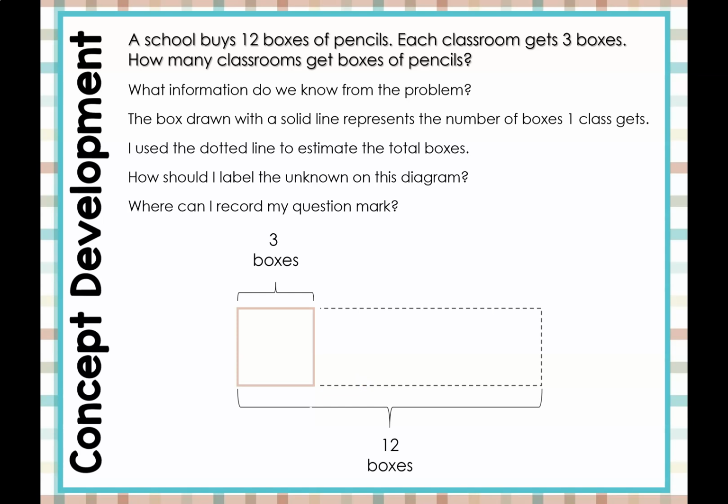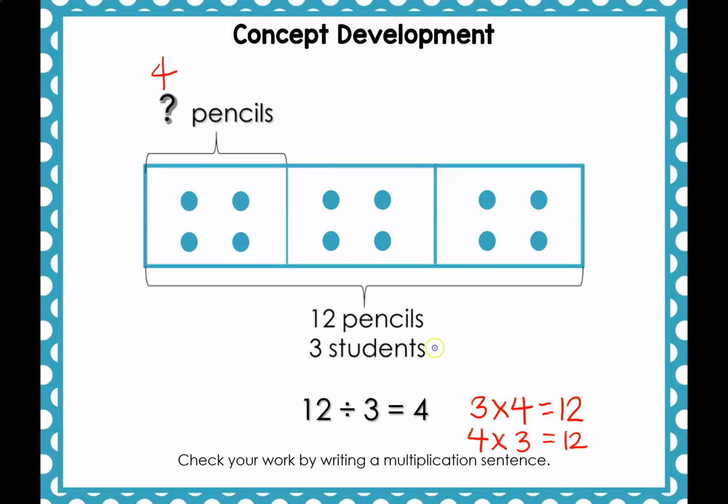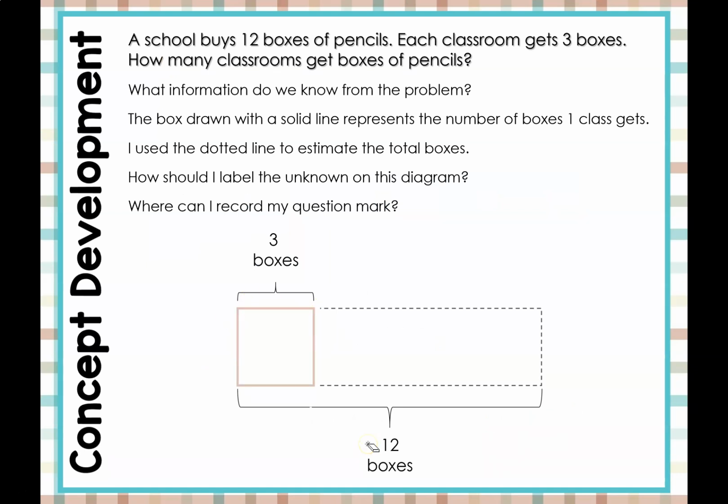Okay, the next problem says, a school buys 12 boxes of pencils. Each classroom gets 3 boxes. How many classrooms get boxes of pencils? So this problem's a little bit different. So what do we know? We know that our total represents 12 boxes of pencils. We also know that each classroom gets 3 boxes. That's what's being shown here. So if you see on our last problem, we started by drawing our whole tape diagram. But for this problem, we're starting with a small chunk of it. So what does this box represent? What did we say?